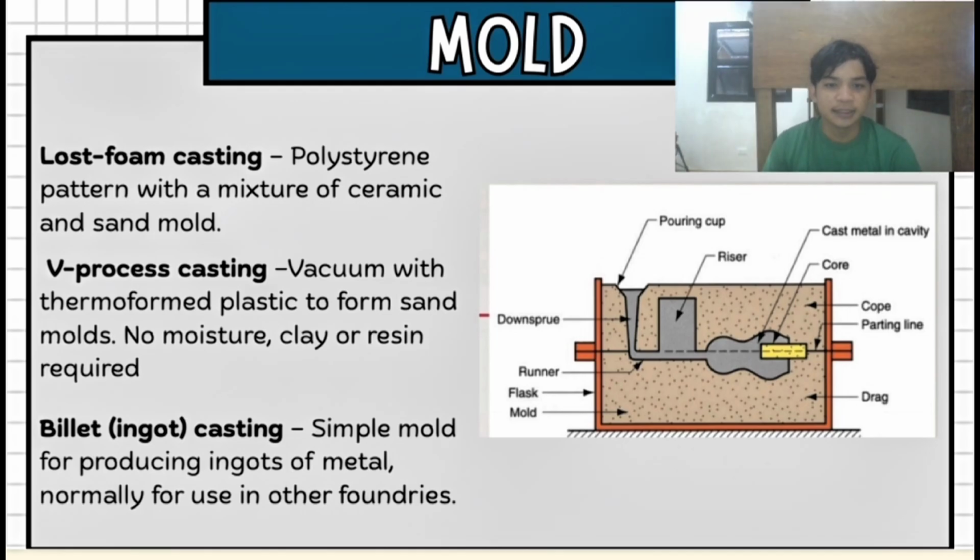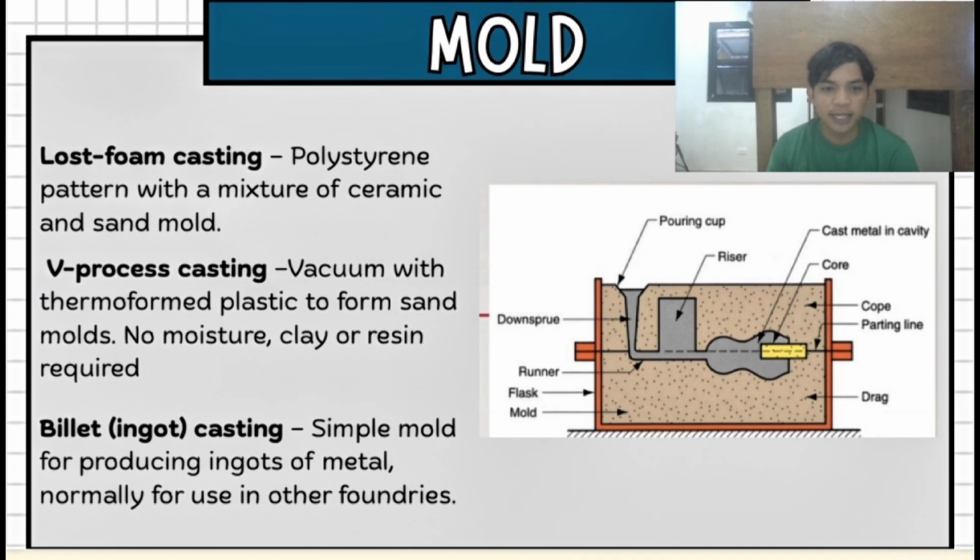Pre-process casting. This is a newer environmentally friendly method. It uses vacuum pressure and thin thermoform plastic sheets to hold the dry and unbonded sand mold together. The advantage here is that no moisture, clay, or chemical resins are required to bind the sand.